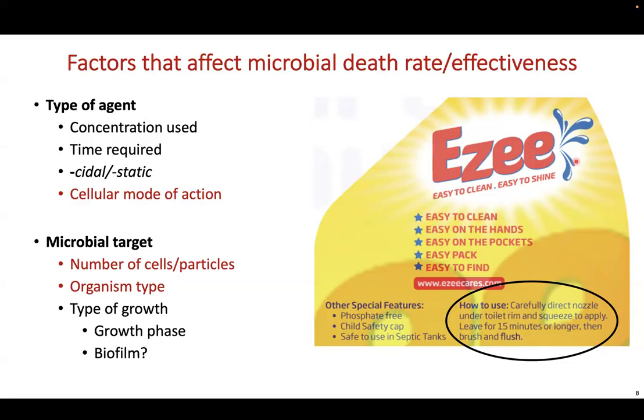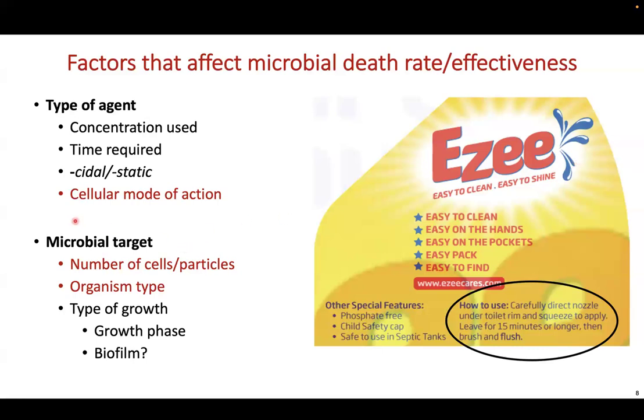So apart from that, there are factors that also affect microbial death rate and effectiveness. These factors include two types: the type of agent you are going to use and also the microbial target. On the type of agent, it depends on the concentration you are going to use, the time required, whether the agent is cidal or static, and also the cellular mode of action in which the agent is going to affect the microbe.